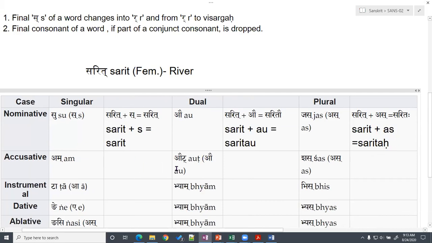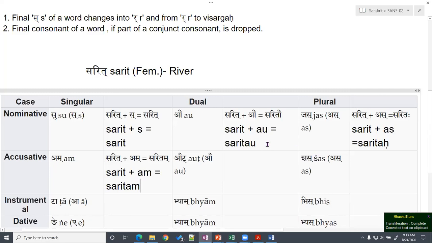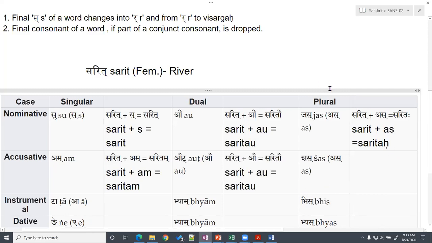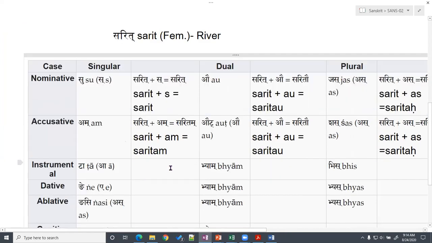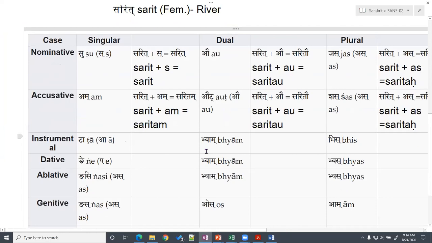Then here you can similarly add Sarit plus, again it just becomes Saritam. Here it's the same form because it's Au actually, just like Au, the final thing remains Au here. So this also remains the same. And here also it's us, same us, so here also it remains the same. Now this one, Sarit plus A, so it will become Sarita. Sarit plus A is simply Sarita.